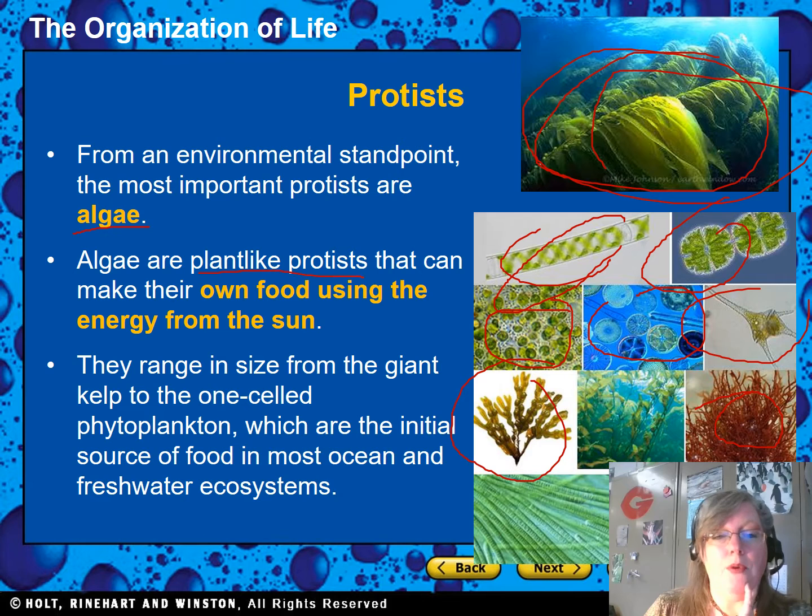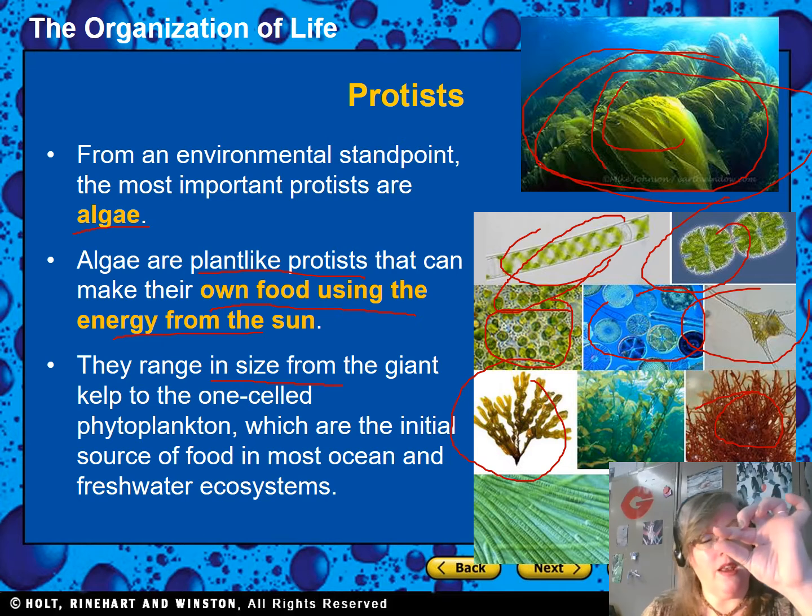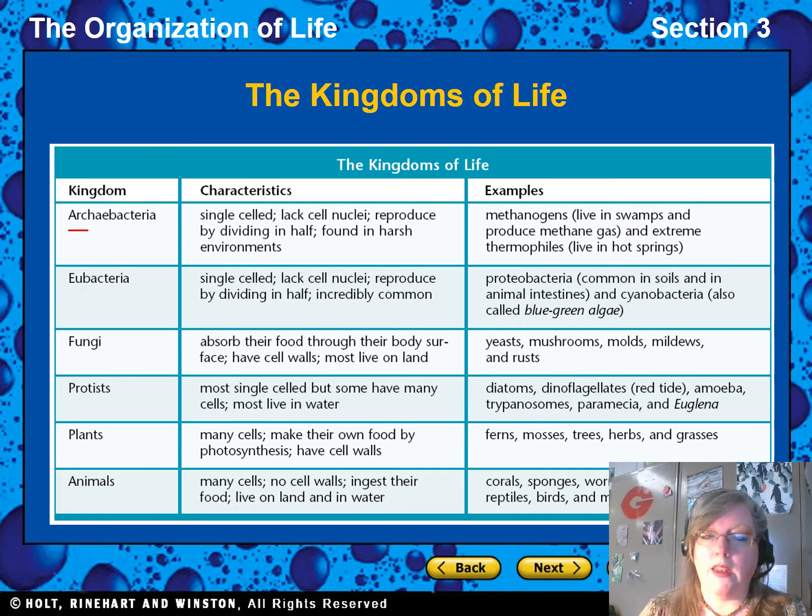Algae is a plant-like protist that makes their own food using energy from the sun. What does that mean? That means they do photosynthesis. They range in size from that giant kelp down to a lot of algae that are single-celled, so algae is also a very diverse group. The little single-celled ones are the phytoplankton, and those are the ones that start all the food webs in the ocean. All right, protist.